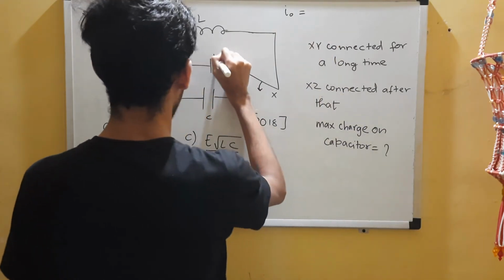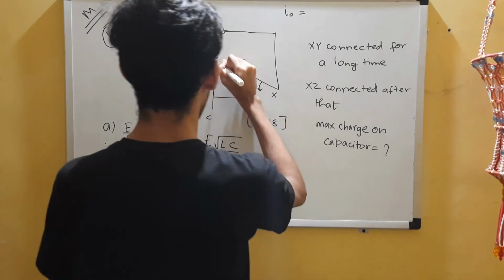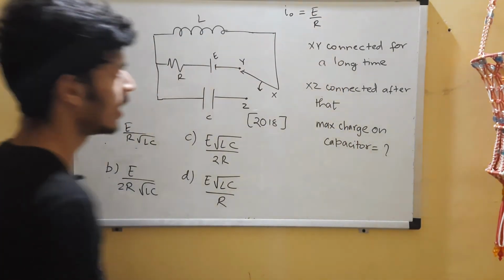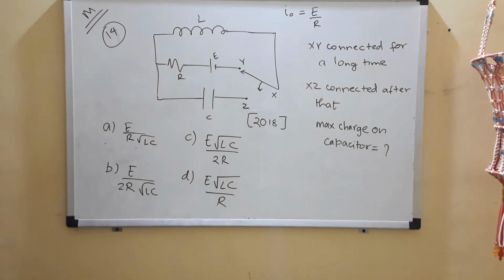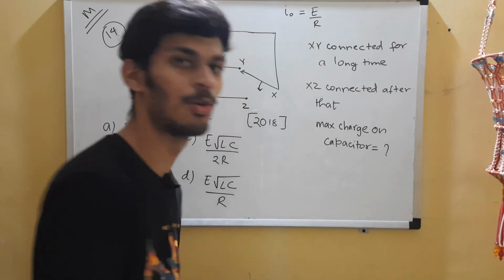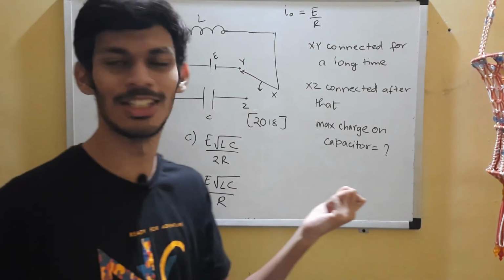We can name this as E, the EMF of that battery. So it will be E by R. Here this EMF will entirely drop across the resistance, with no drop across the inductor. Why is that? Because the current attained a steady value.